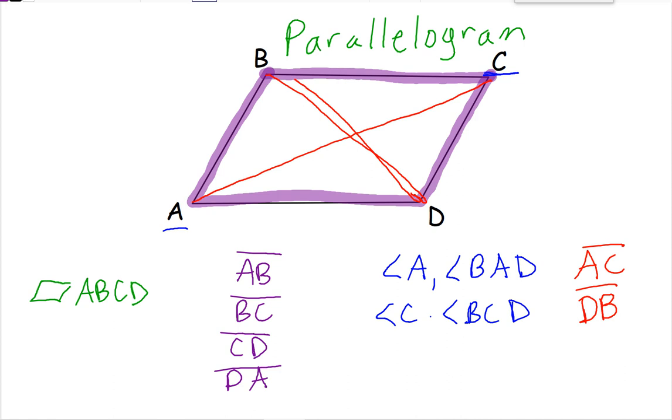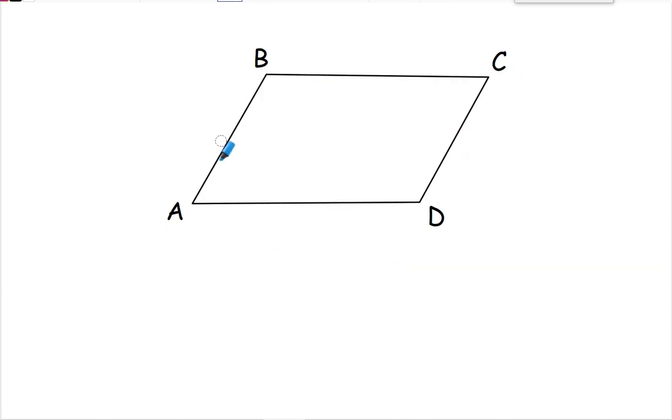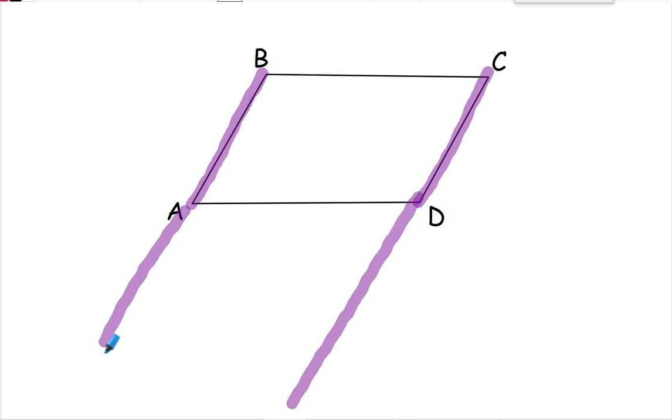AC and BD are called parallel line segments. So BC and AD or DA are parallel line segments. And I'll show you what I mean. Both of these lines would be able to continue on forever and never meet. Parallels are line segments that are always the same distance apart. So even if I continued these lines down, they would stay the same distance apart no matter which way I went.